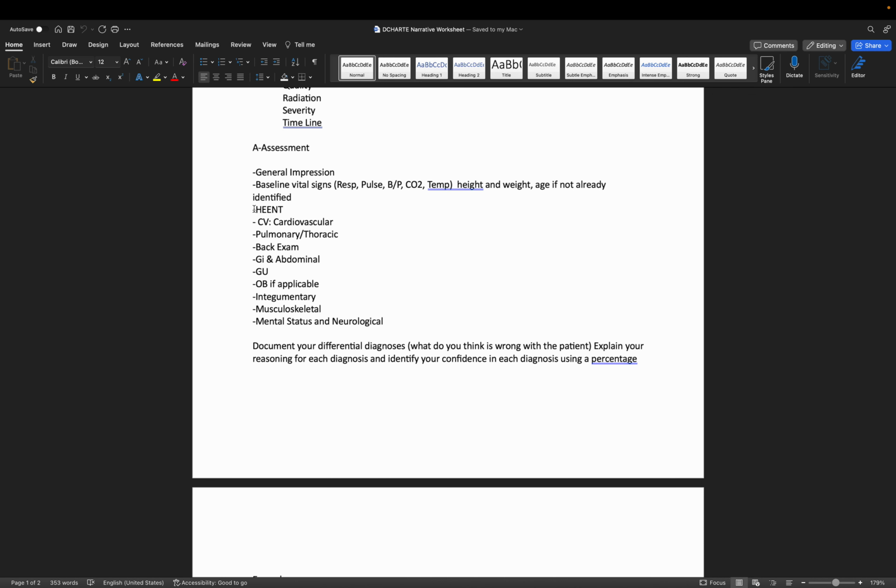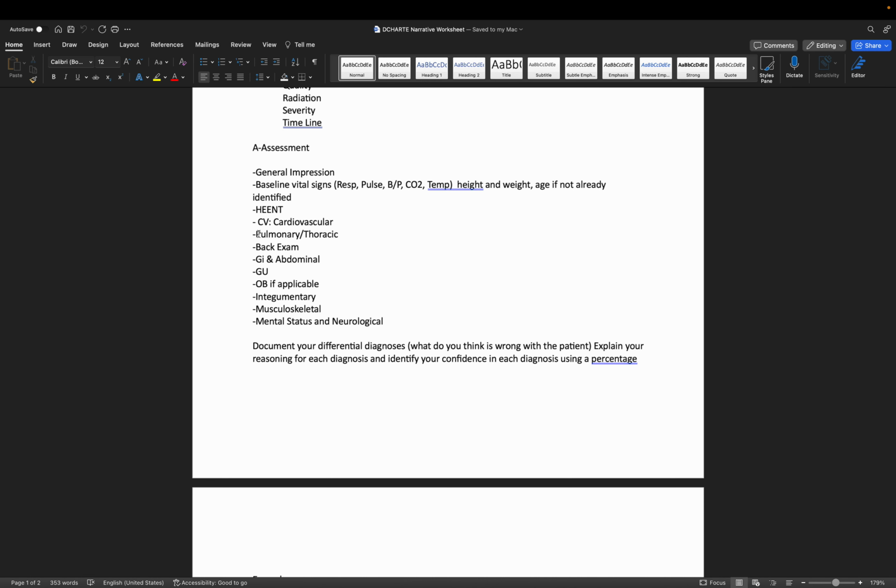So head to toe, so head, ears, eyes, nose, and throat. The cardiovascular, right? So listening to heart tones, S1, S2, looking at the capillary refill potentially if you want to include that as part of your cardiovascular exam, what you see on the ECG, any cardiovascular complaints.